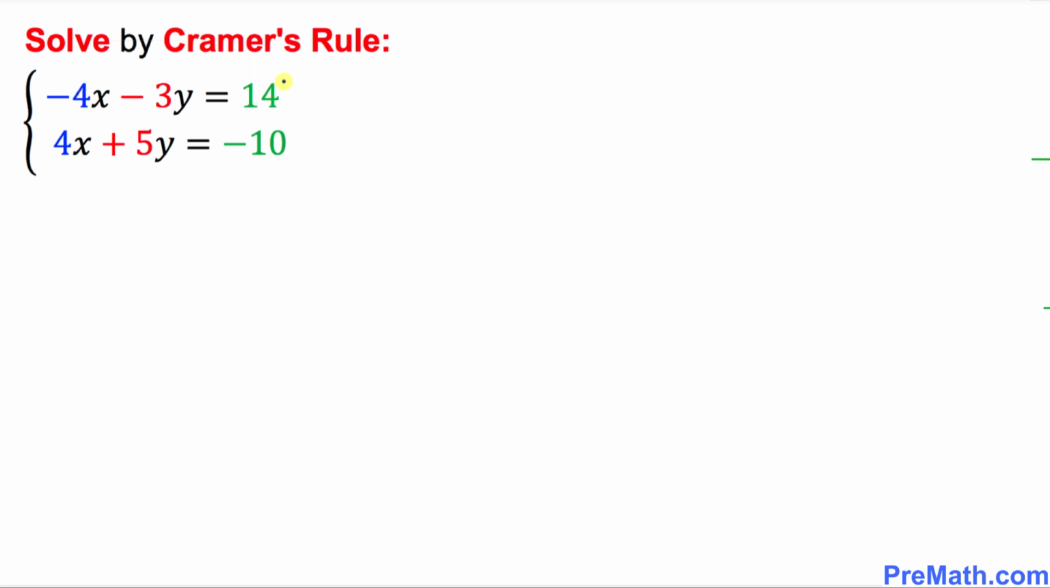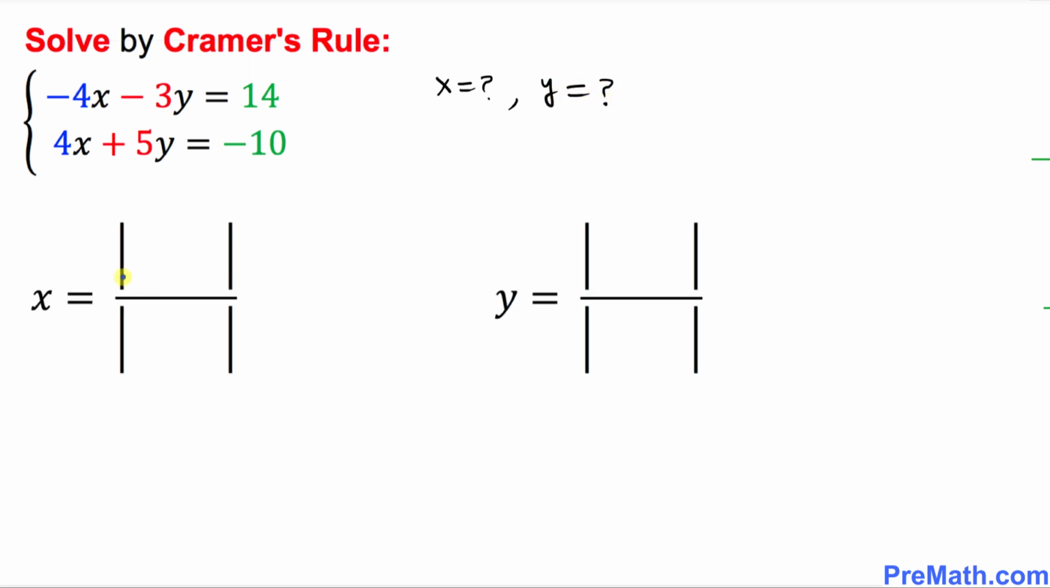Since we want to solve this system of equations, that means we are going to find the x value and the y value. Here I have nicely set these variables up: x equals one box on the top and one box at the bottom, and likewise for y. By the way, these boxes are called determinants, as I told you a few seconds ago. So let's start filling out these boxes.